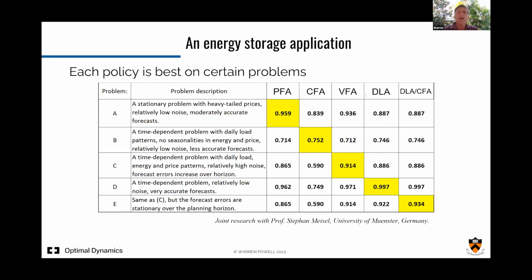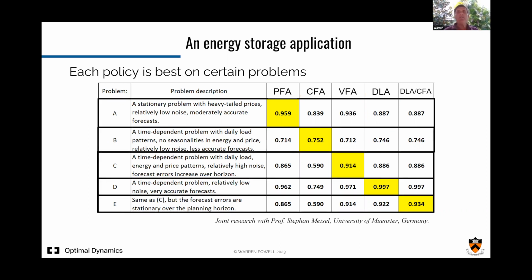Here we created 5 problems. This was done by a postdoc at the time, Stefan Meisel, who's now at University of Munster. Stefan put a huge amount of work into this. He created 5 different problems. We made up the problems. We played with how accurate the forecasts were and how time dependent or stationary it was.